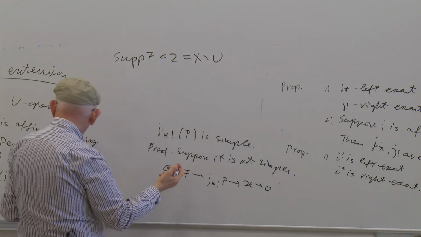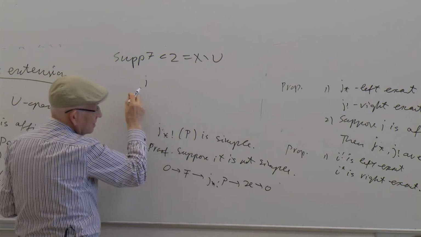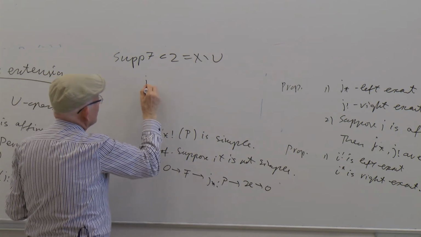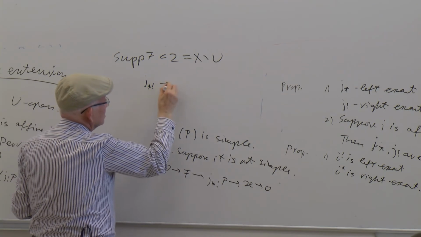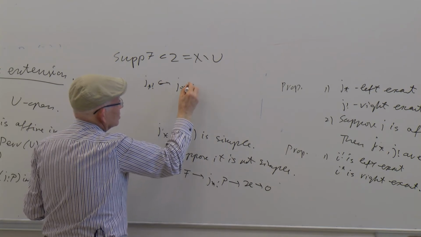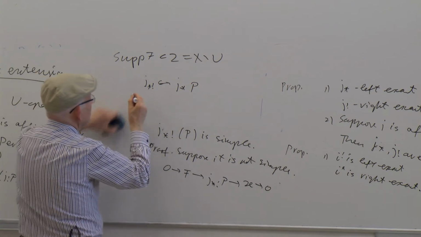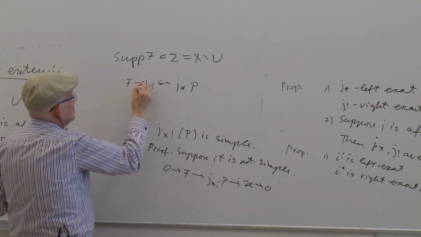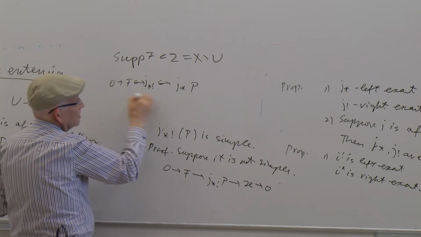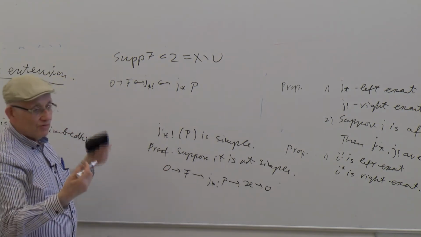But the idea is that we have an embedding j_! star, which embeds into j_* P. So hence we get, so this is also an embedding. You get a non-trivial morphism from here to here, but this is impossible because of base change.